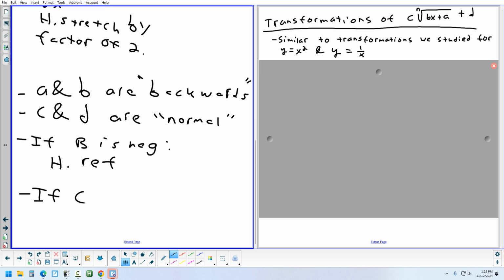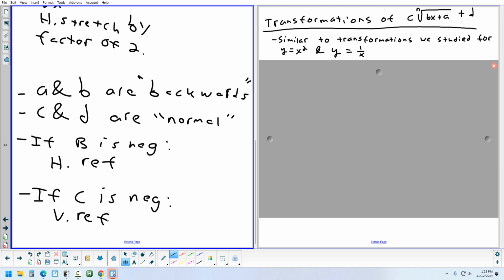What do you think would happen if c is negative? Oh, the world's gonna end. Doesn't it reflect too? It does cause a reflection again. Over the x, no, vertical? Yeah, it's a vertical reflection.